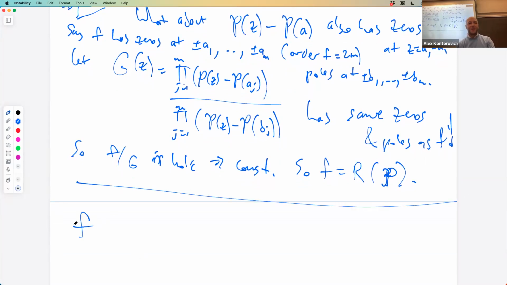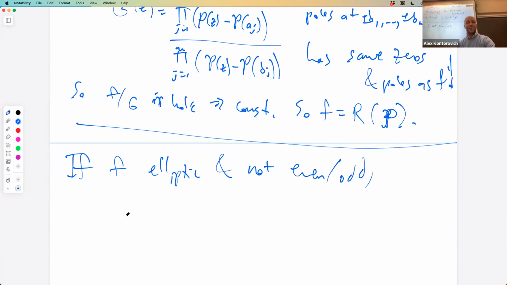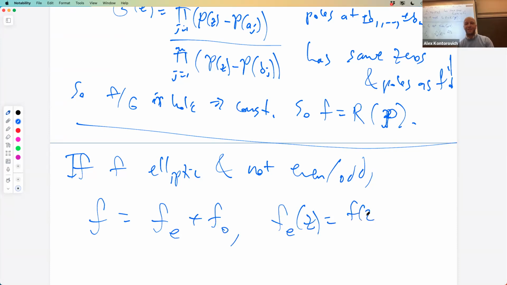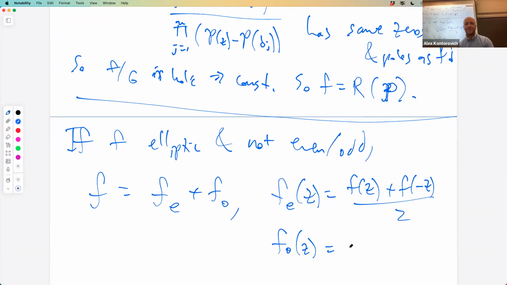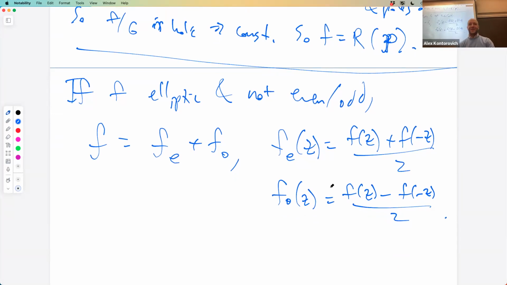Now, if F is arbitrary, if F is elliptic and not even or odd, here's what you do. You write F as F even plus F odd, where F even is the evenization of F. You take F of z and add F of negative z, divided by 2. This function's even. F odd is the same thing, except with a minus sign: F of z minus F of minus z over 2. The oddization, whatever. Right? This is even, so this is a rational function of P by what we just proved. This is odd.